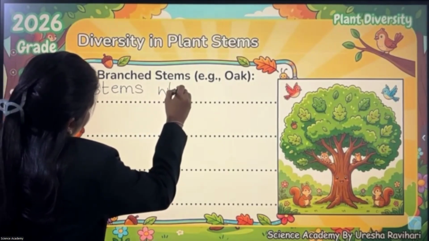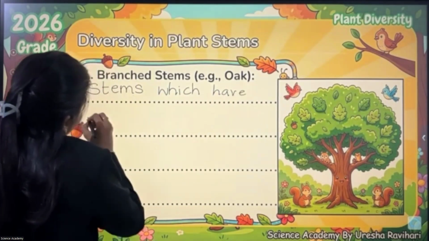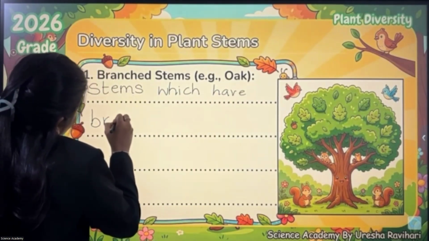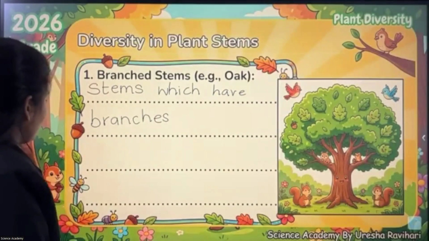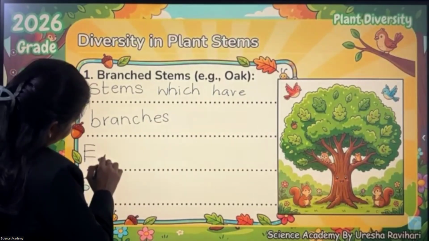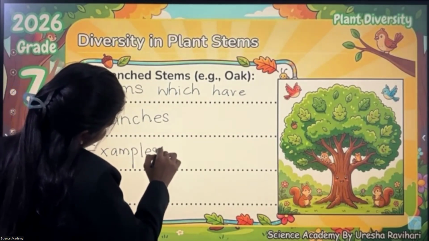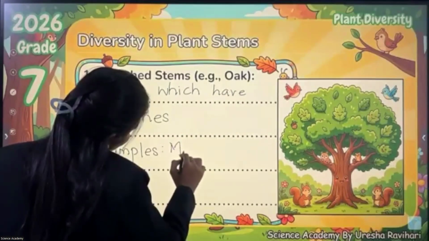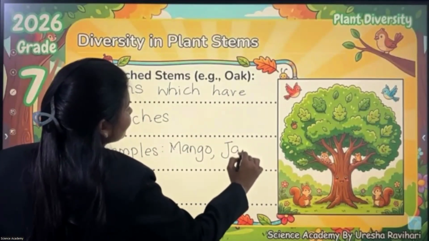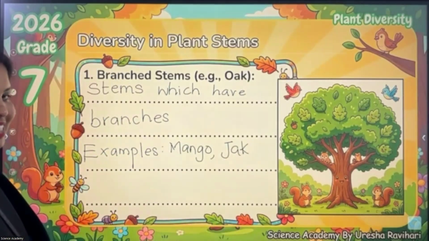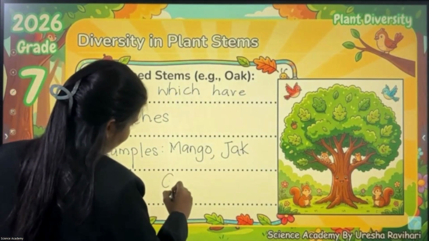Stems which have branches. So examples I am writing. Examples: mango, jack, guava, pear.